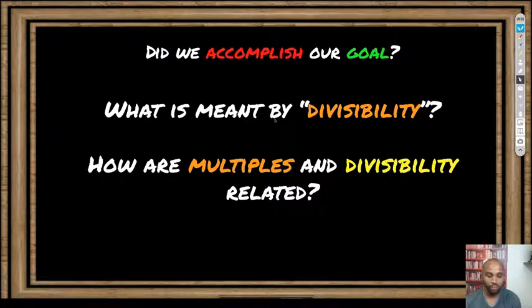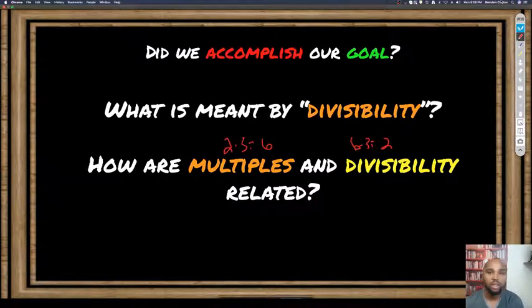How are multiples and divisibility related? Multiples are asking, what do you need to multiply by? Like 2 times 3 is 6. And divisibility is asking, can you go backwards? 6 divided by 3 is 2. So can I divide to get a good whole counting number?